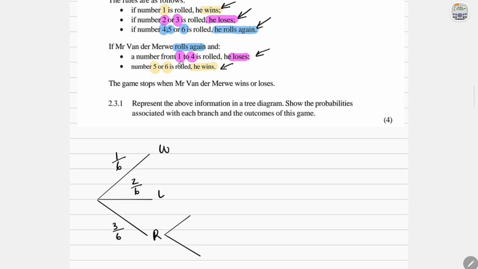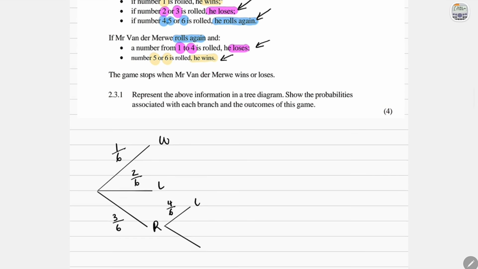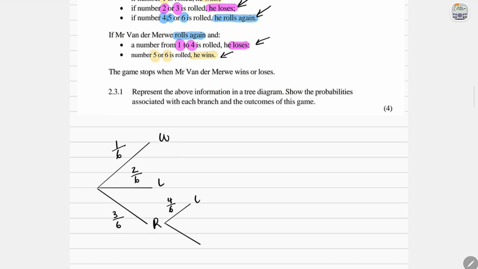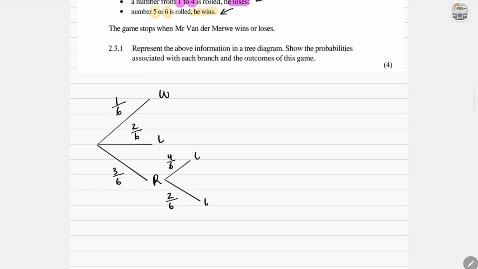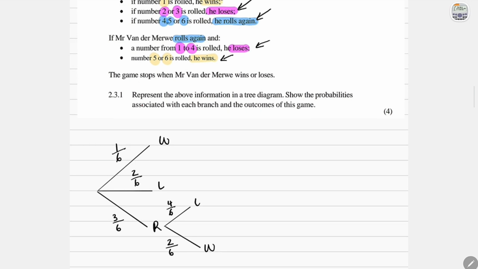If he rolls a number from 1 to 4, which is 1, 2, 3, 4, 4 numbers, then he loses, okay? So he could lose here, and that is a 4/6 chance, okay, here. And then he could win if he gets a 5 or 6. So that's 2 numbers or 2 faces, which is 2/6. And this is what this looks like. And he wins here. Okay. Then they also say the game stops when Mr. van der Merwe wins or loses. Then the game is over.